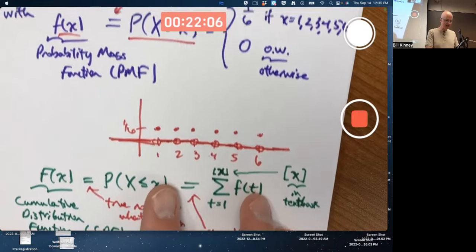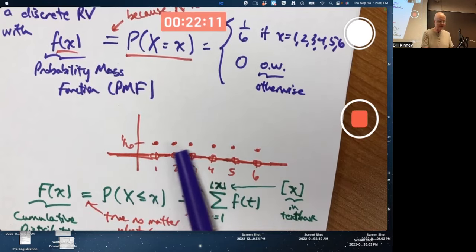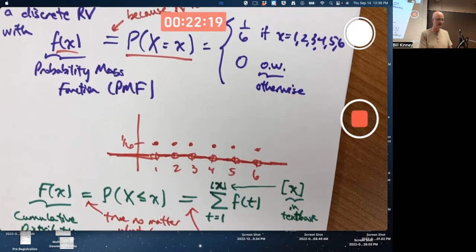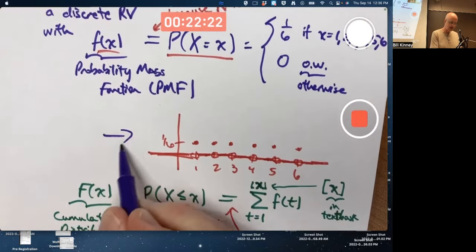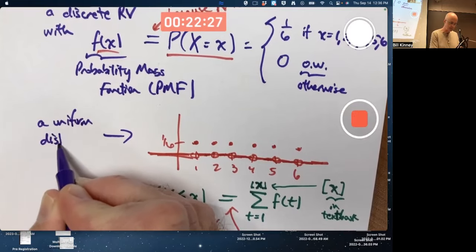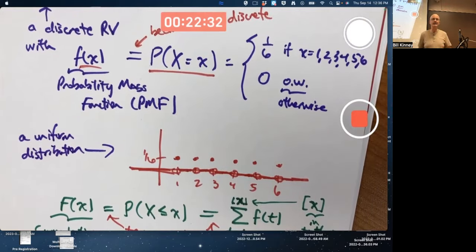This distribution has a name. This kind of distribution is called a uniform distribution, because these outputs are all uniform. They're all the same number, 1/6, at these 6 discrete values of x. You can generalize this to a general uniform distribution that's got n discrete values at which the probabilities are 1/n.